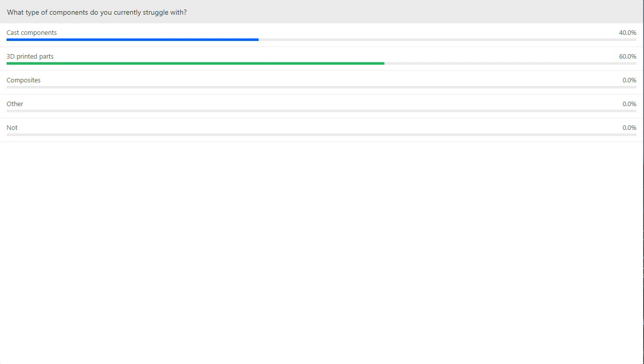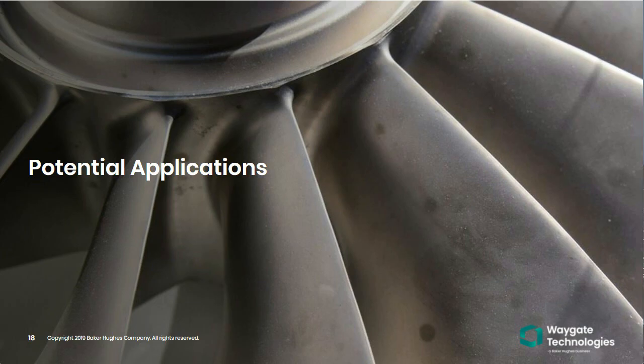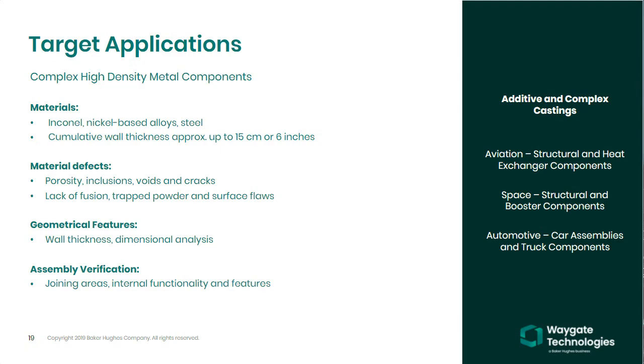We're going to talk through some of these applications and some of the other ones, and again, what we're seeing on those applications. So, target applications. The original thought behind this whole journey was that we need something to address complex, high-density metal components, which is what you just said also. Materials like the nickel-based alloys, the Inconels, the steels, looking at cumulative wall thicknesses of somewhere around 15 centimeters or 6 inches, maybe even a little bit more.